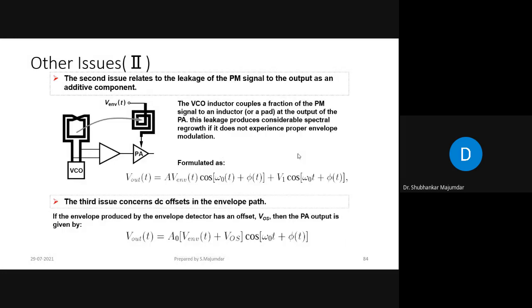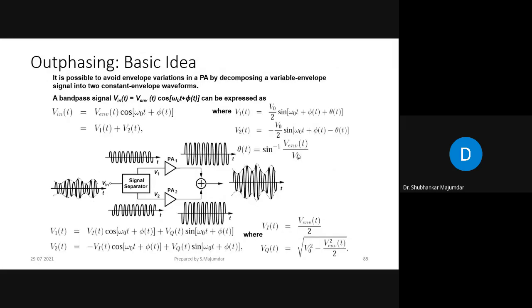So now the other issues are like the inductor. Whenever we are designing an on-chip inductor, the area is very high, and whenever two inductors are kept side by side, the mutual inductance also plays a big issue. Then the outphasing will come.